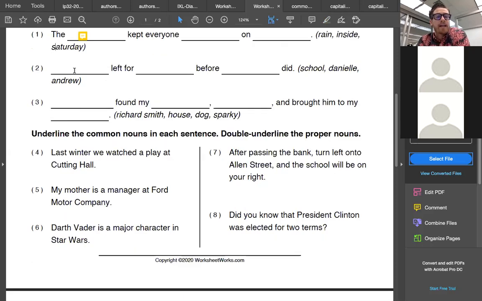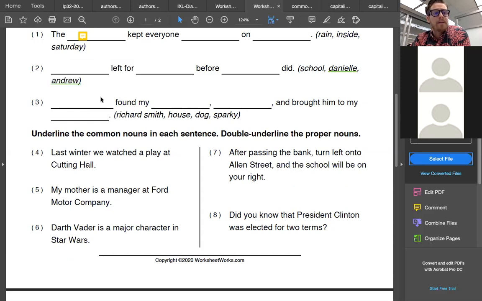This next one is blank left for blank before blank did. School, Danielle, Andrew. Danielle left for school before Andrew. Yeah, perfect. So Danielle, does she have to be capped? Of course, that's her name. So that's going to be capped, and that's going to go over here on the left. For school. Is school capped? It doesn't have a name. So it's not. And then before who? Andrew. That has to be capitalized.